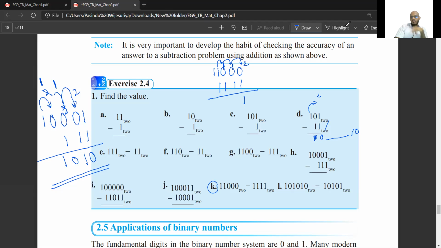So you subtract 1 from 2, it is 1. You subtract 1 from 1 is 0. 1 from 1 is 0. And there is again 0 here.